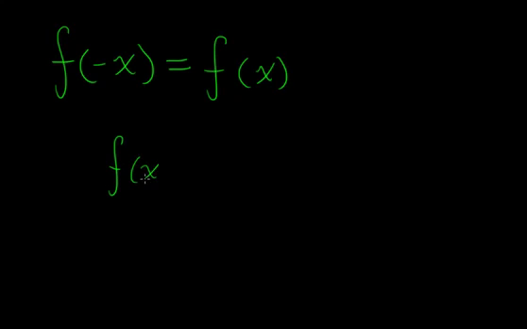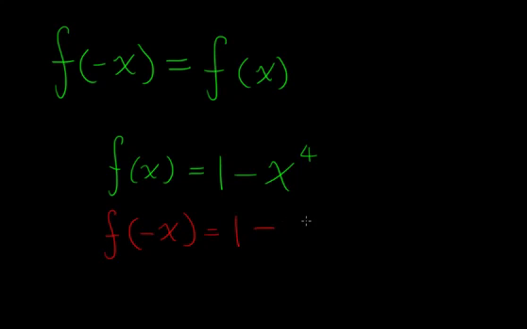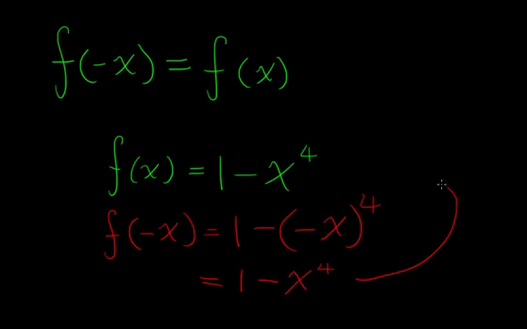F of x is equal to 1 minus x to the fourth. So if we plug in negative x, you get 1 minus negative x to the fourth. And this is an even power, so your x will always be positive, which gives you 1 minus x to the fourth, which is the exact same thing as the original equation. Therefore, this function is even.